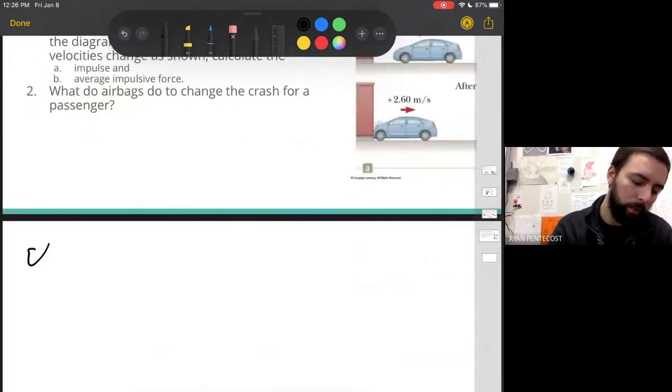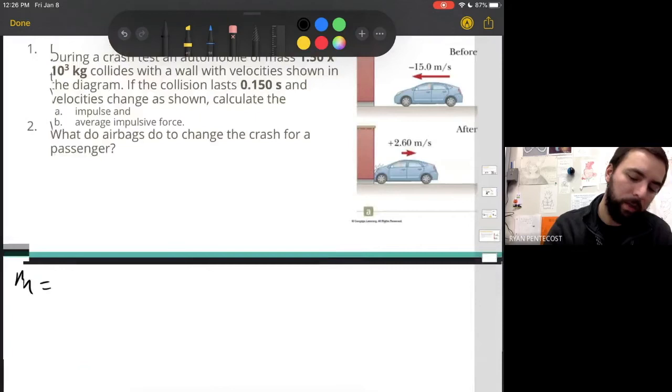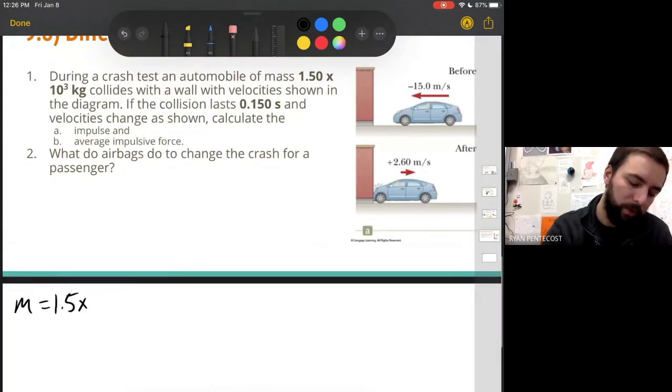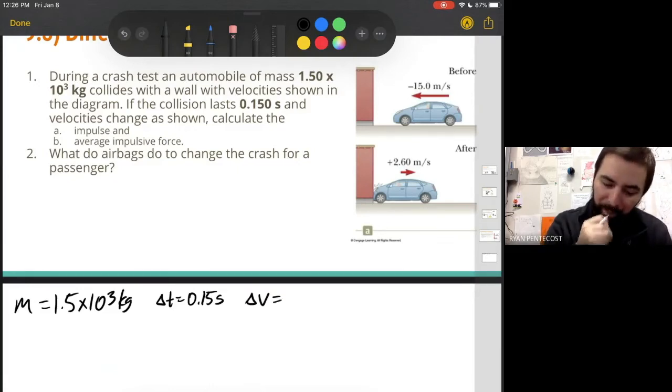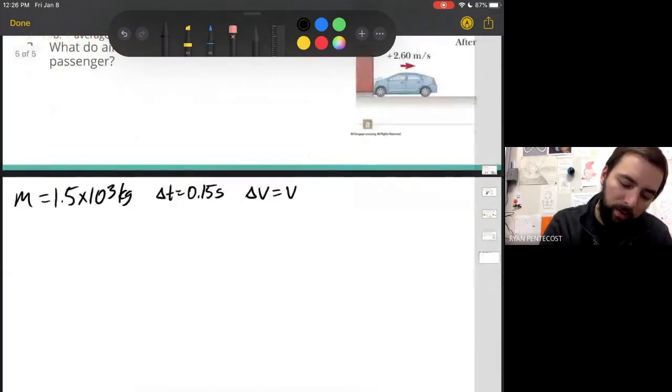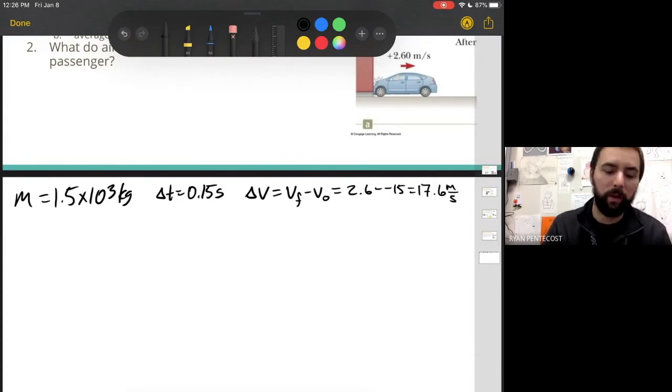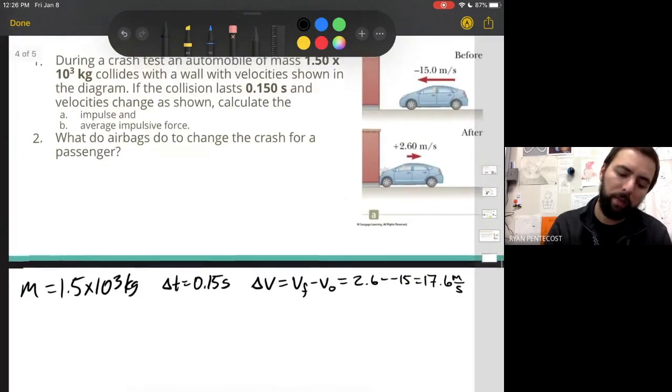So if we want impulse, what we know, I'll put my givens first. Mass is 1.5 times 10 to the third kilograms. Delta T is 0.15 seconds. Delta V is V final minus V naught, so we have 2.6 minus negative 15 to give us 17.6 meters per second as our delta V. That's everything we have there.